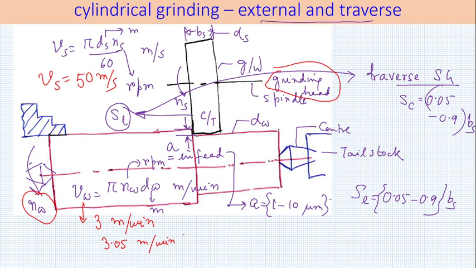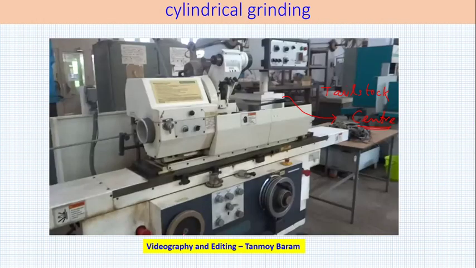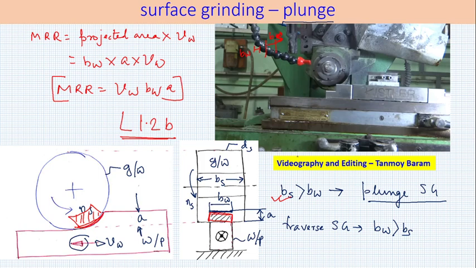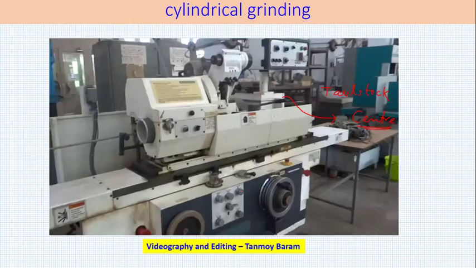So can I continue? Sir, there is a question for me. Sir, in plunge grinding, the width of the wheel is greater than the width of the workpiece. Yes, the width of the wheel is BS, and it is greater than that of the workpiece. Sir, what will you say if they are equal? Then also we will say it is plunge grinding. Okay, sir. Thank you, sir. Okay, let me continue, please.